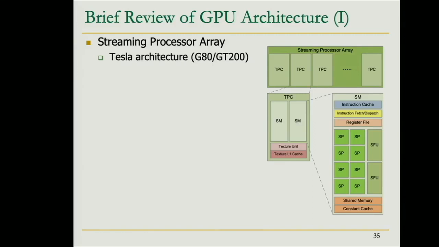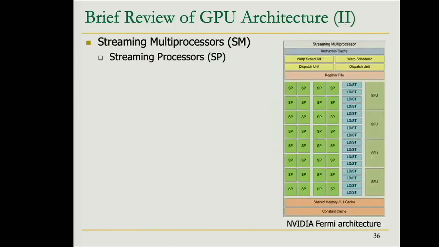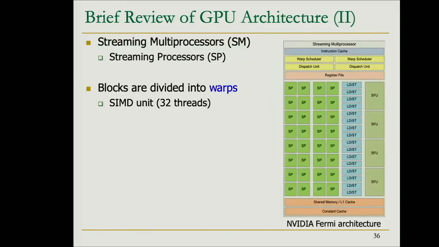Every cycle, we can start computing for 8 threads, right? So this is corresponding to the old Tesla architecture that started in 2006 or so. And you already saw this picture, this slide, the other day. This is the NVIDIA Fermi architecture from 2010.